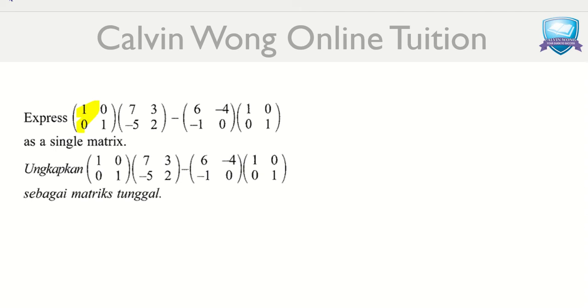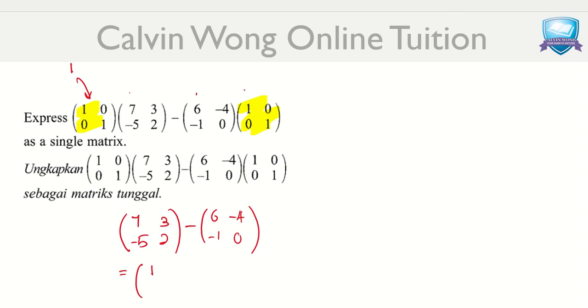Again, do you notice this is identity and this is identity? 1 times 7 is 7. 6 times 1 is 6. Okay, so in short, we can write it as 7, 3, -5, 2, and minus 6, -4, -1, 0. Then we have 1, 3 minus -4, you have 7, -5 minus -1, press calculator, you have -4, and last 2 minus 0, of course 2. That's it.